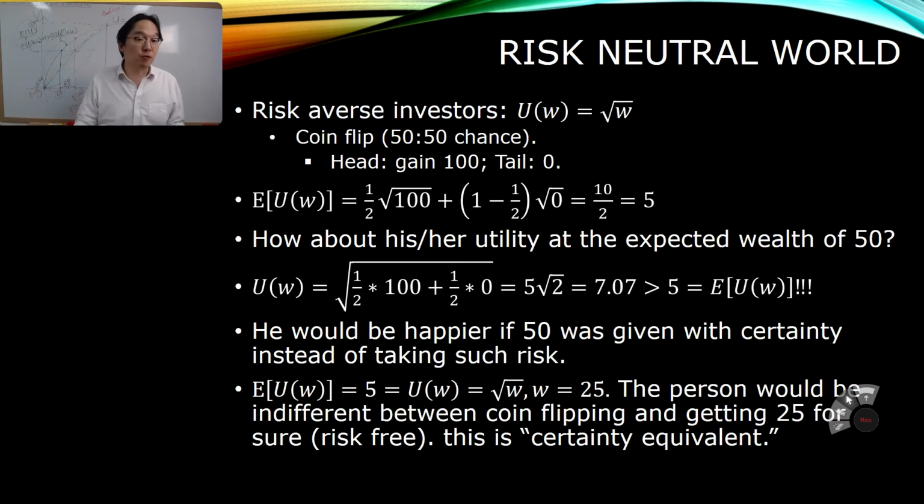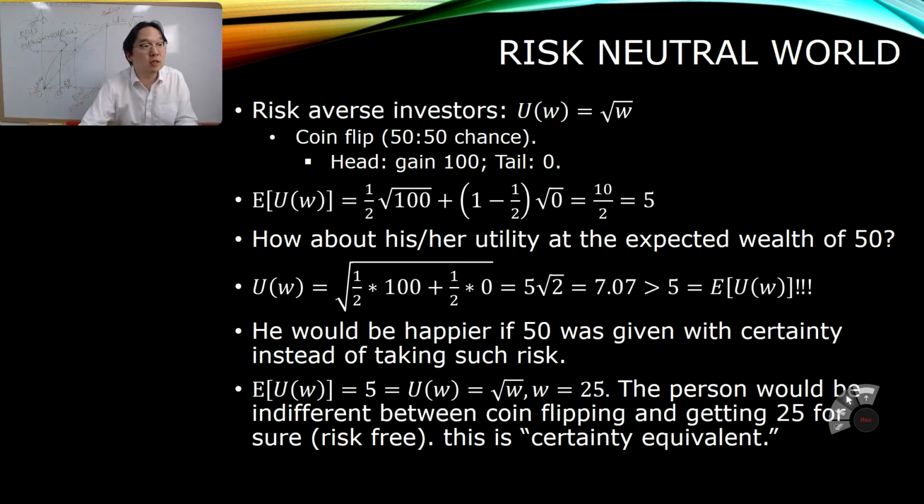And then the expected utility of this gambling will be 5 according to this utility function and the expected value, right? Then how about his or her utility at the expected wealth of 50? You know, 100, 0, 50-50 chance, expected wealth will be the average, which is 50. If 50 is given risk-free, how much would he or she be happy? That's 7.07, right?